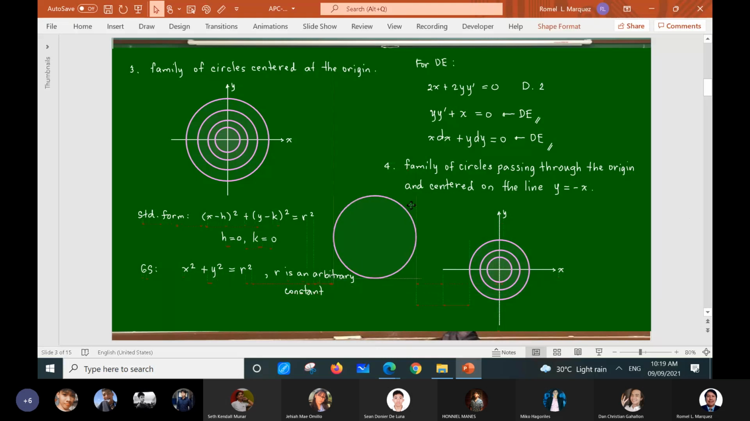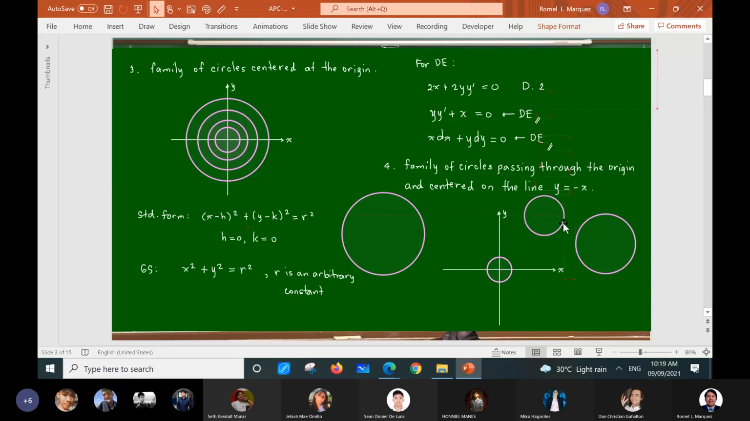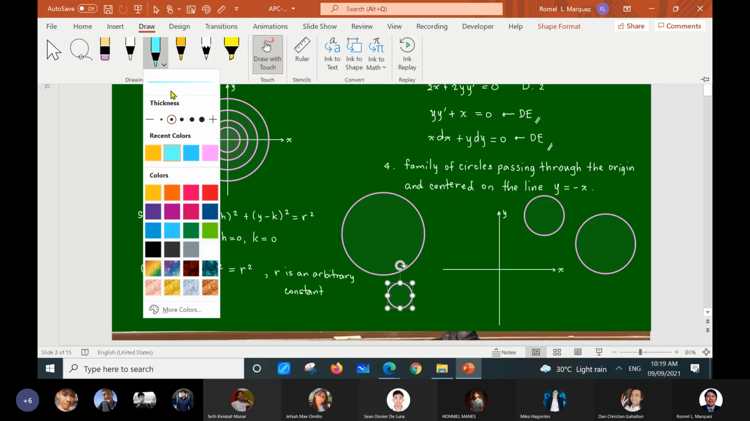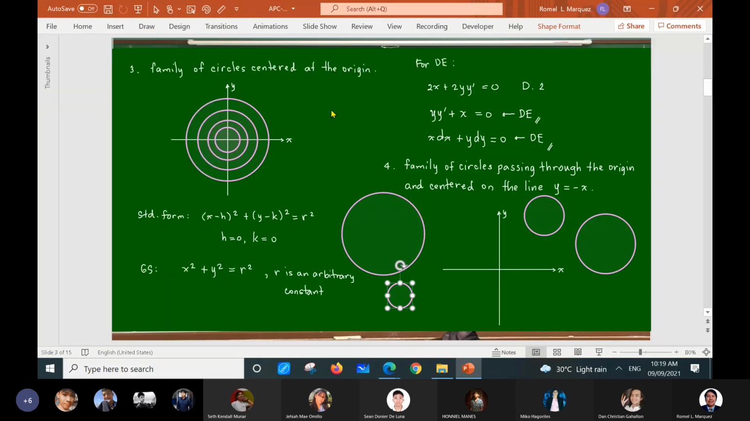So, anong changes, guys? Let us have some representative elements or curves. We have to draw the line y equals negative x. Guys, do you know how it looks like? Anyone? How does the line y equals negative x look like, guys?